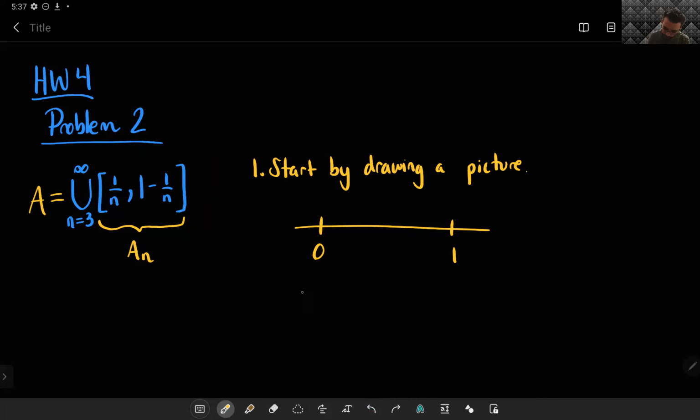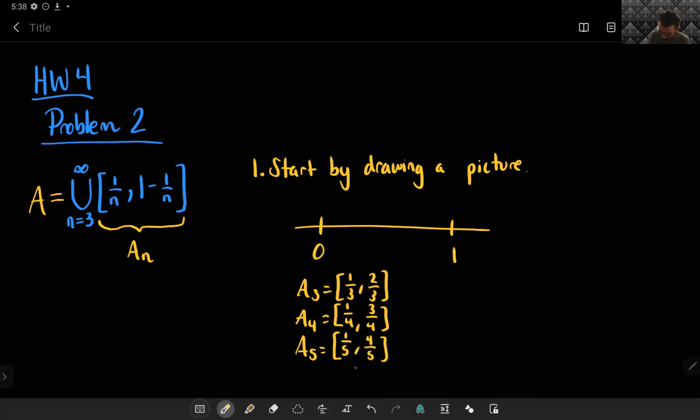So for example, let's write some out. A3 would be the interval from 1/3 to 2/3. A4 would be the interval from 1/4 to 3/4. A5 goes from 1/5 to 4/5, so on and so forth. And so, okay, that first interval, let's look like that. So that was A3. And then there was 1/4 to 3/4. That was A4. And then it's getting bigger, we can see, right? That's A5. And then you'd keep going, right? You'd get a bunch of these.